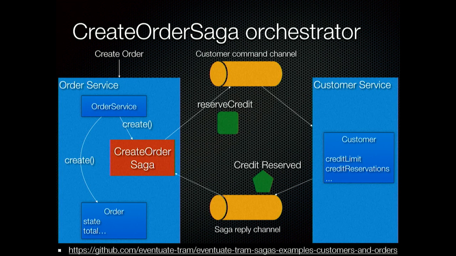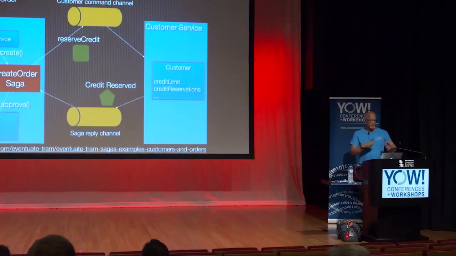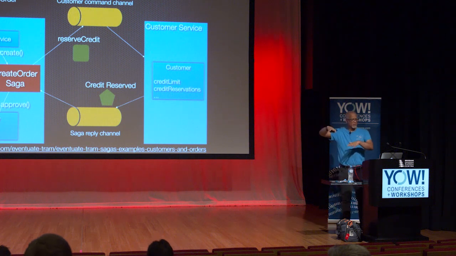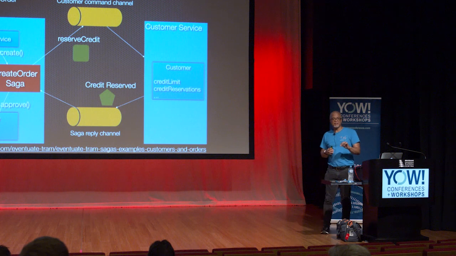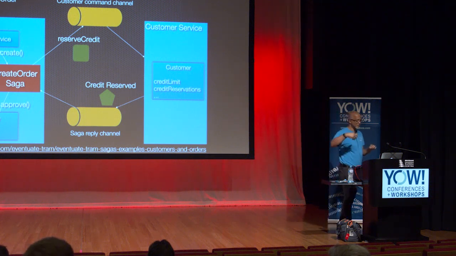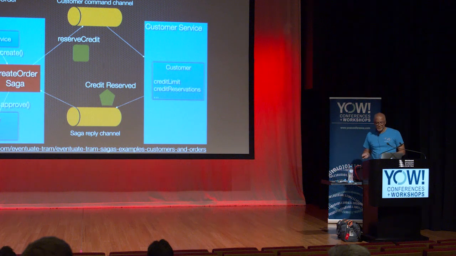In this case, the credit was reserved. This gets consumed by the Saga orchestrator, which then approves the order. So at a high level, if you just squinted at this, there are services communicating via message channels, but the style of communication is very different. Instead of events, it's actually command messages, which are invoking commands asynchronously on some other service.